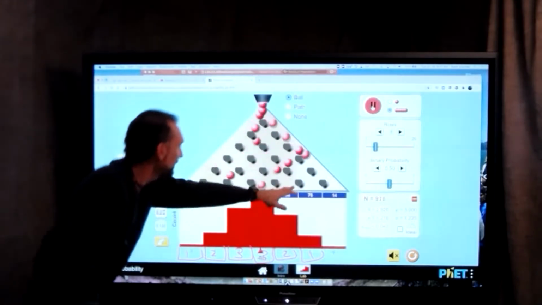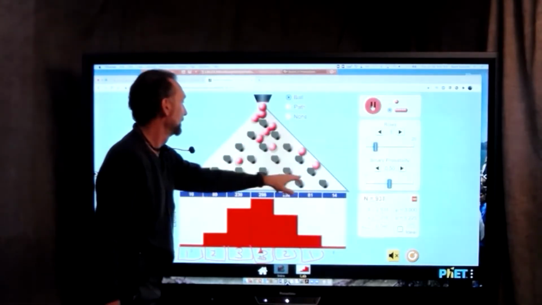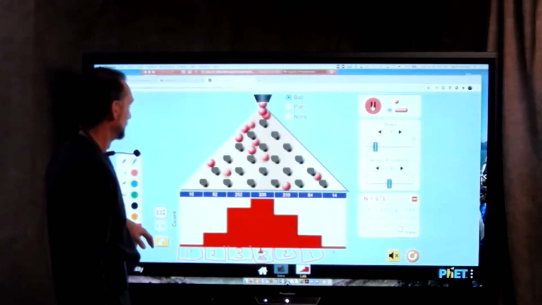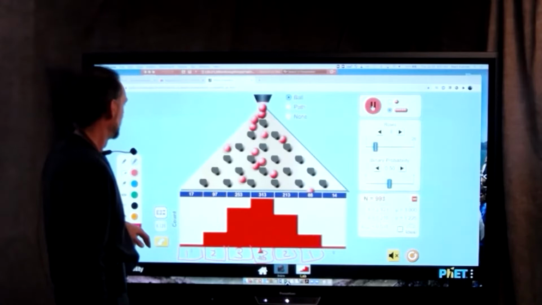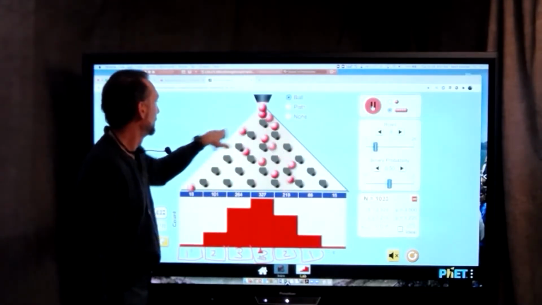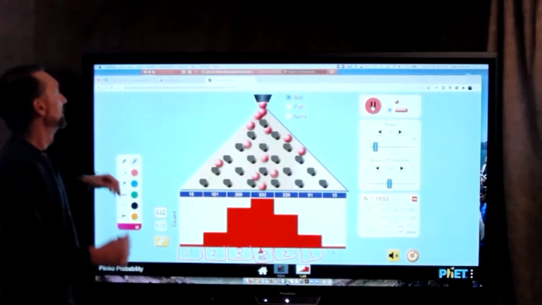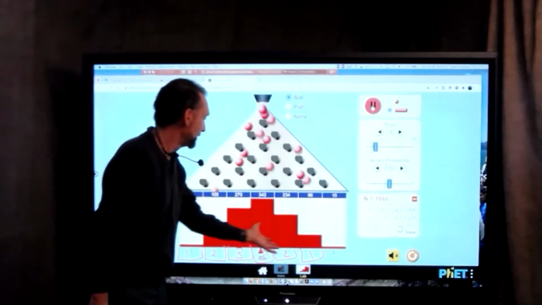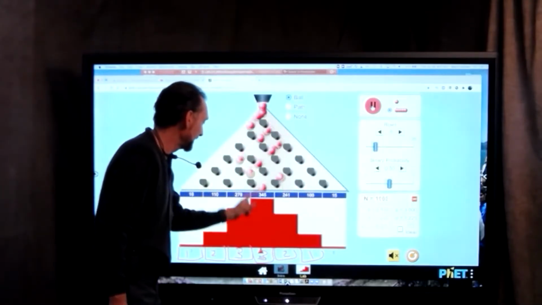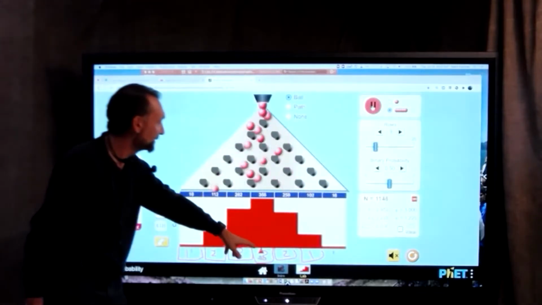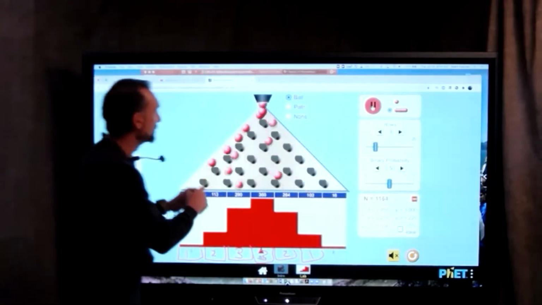Oh, I have 6 rows of plinkos. 1, 2, 3, 4, 5, 6. 6 rows across. So the probability of finding it in the center is the highest. Let's go to probabilities.